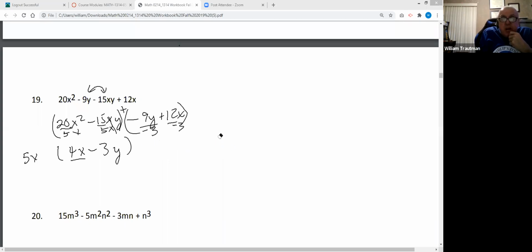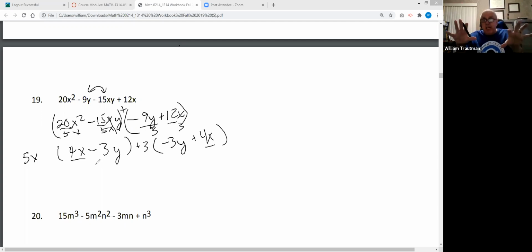Since the signs were opposite, and I'm not factoring out a negative, I'm just going to factor out a 3. Watch what happens. So what happens if I factor out a positive 3? Negative 9 divided by a positive 3 is a negative 3y. 12 divided by 3 is a positive 4x. Now they're the same, even though the 4x is at the back.